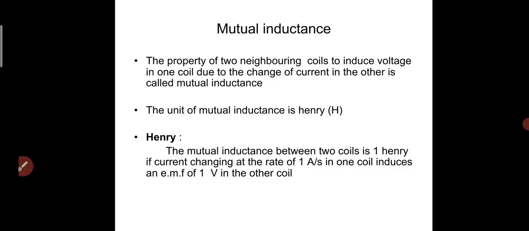The unit is Henry. Next one. The mutual inductance between two coils is 1 Henry if current changing at the rate of 1 ampere per second in one coil induces an EMF of 1 volt in the other coil.